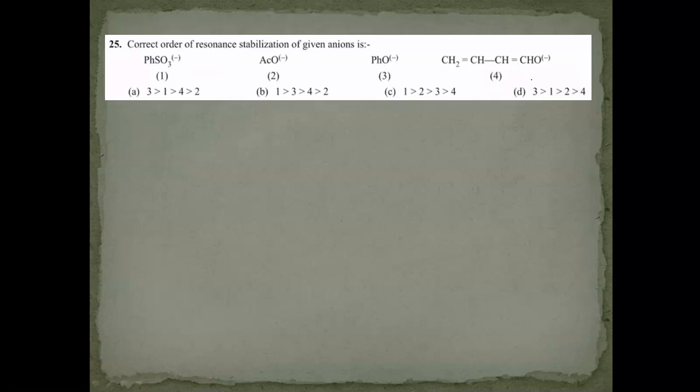Question number 25. The correct order of resonance stabilization of the anion. So we can say that the stronger the acid, the more stable is the conjugate base. The strongest acid is sulfonic acid. Therefore PhSO3-, this will be the strongest stabilization, so this will be most stable. Now for the second and third one, we will not just calculate the number of resonating structures. For acetate we have only 2. For phenoxide we'll have 5.